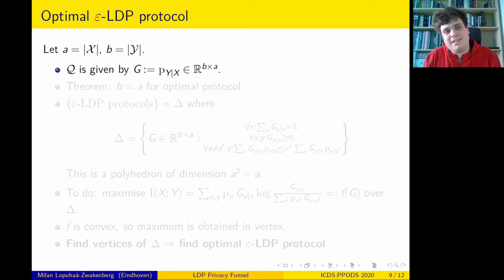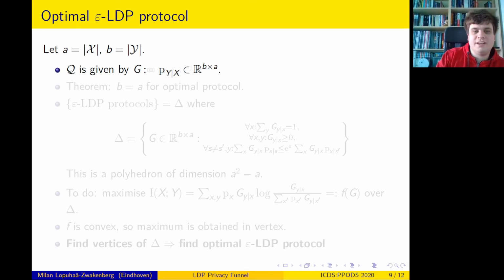So we let A be the size of the input space, the space of possible X, and we let B be the output space. B is something you can choose when you are designing your Q. But if we fix B, then we can consider Q to be given by the matrix G, which is just the probabilities of a given output given a certain input. So if you know G, you know what Q is.